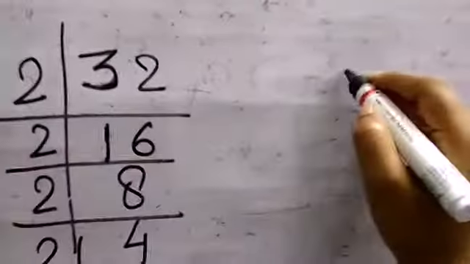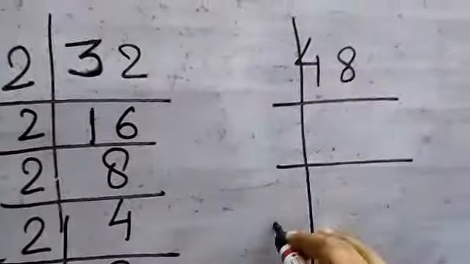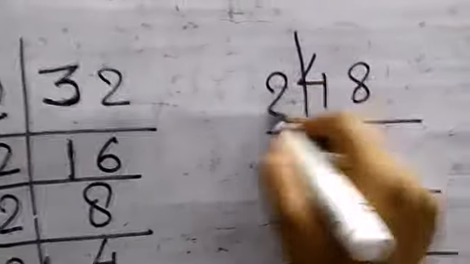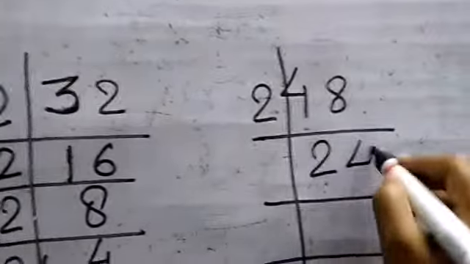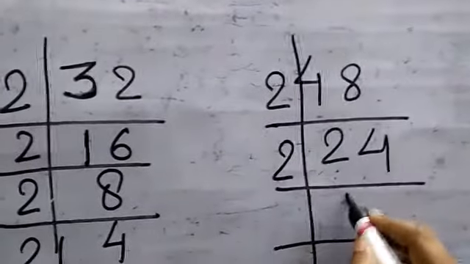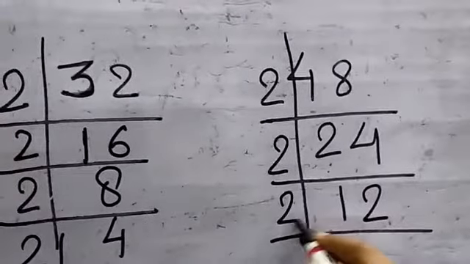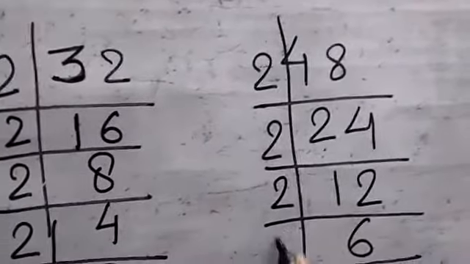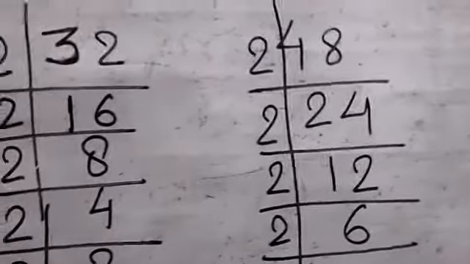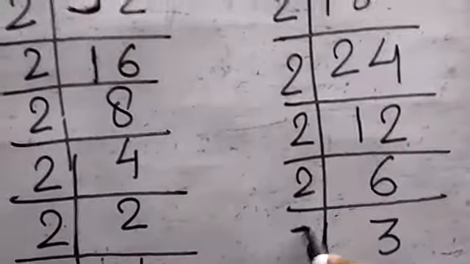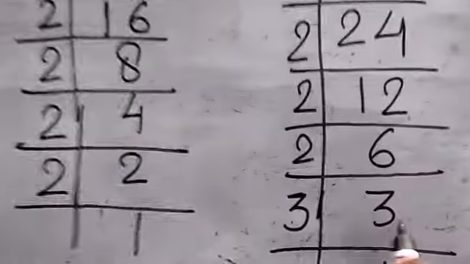Now 48. So start from 2, 2 2ja 4, 2 4ja 8, 2 1ja 2 and 2 2ja 4. Now 2 6ja 12, 2 3ja 6, and 3 is not divisible by 2, so we take 3, 3 1ja 3, we got 1, 3 1ja 3.